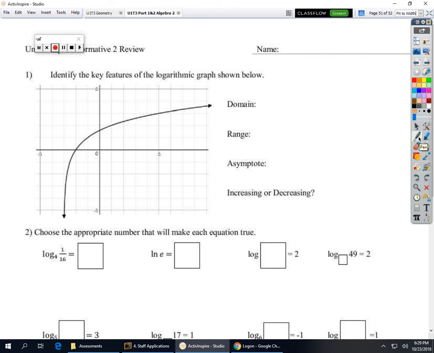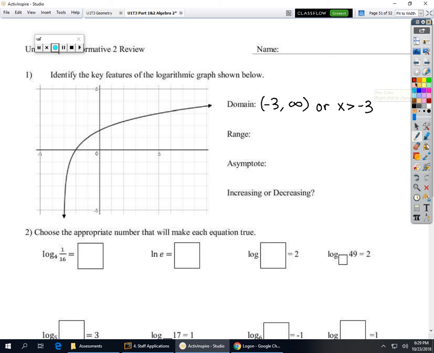So first thing we're going to do is look at the domain here. For the domain, remember that's left to right on the x-axis. If I go towards the left, when does this graph start to exist? It doesn't exist at -5, doesn't exist here. It starts to exist at -3. So my domain here is -3 all the way to, and it keeps increasing, so it goes all the way towards the right, infinity. So you can write your domain like this, or x is greater than -3.